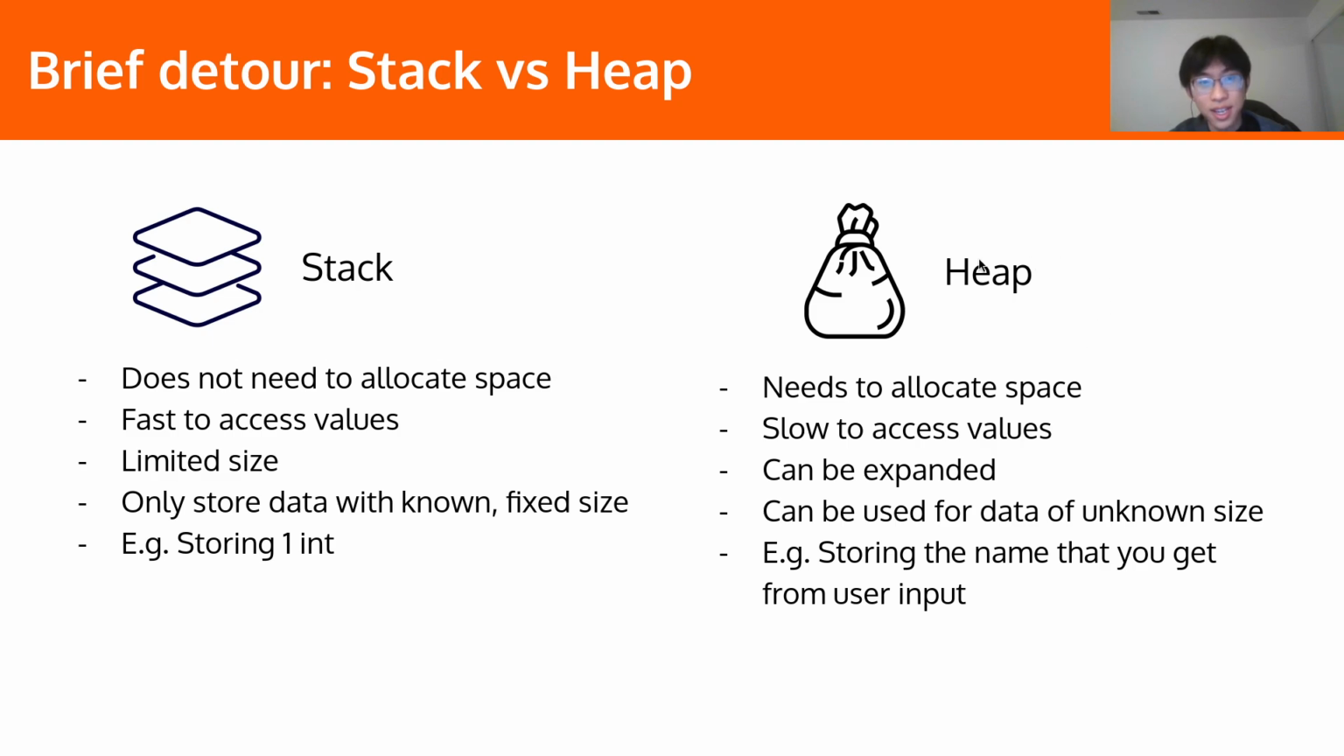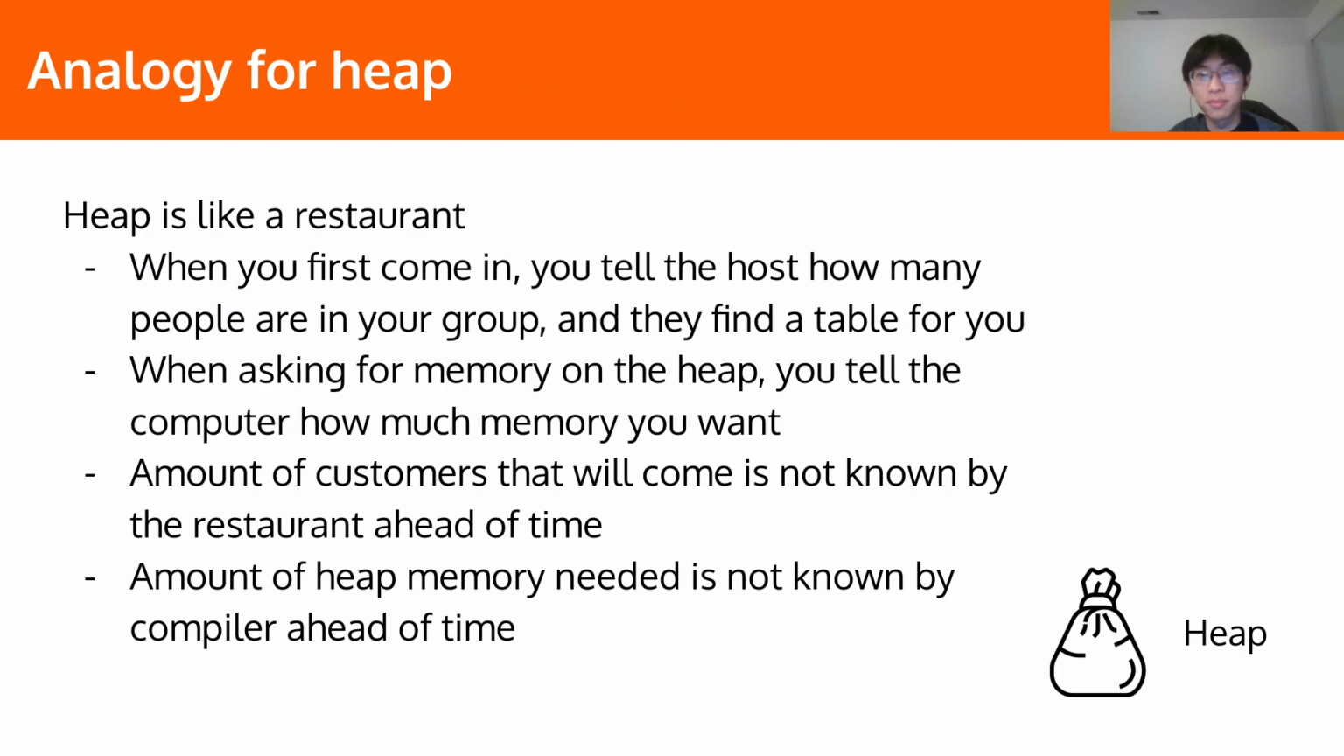And the other difference is that the heap can be expanded, so we can use it for data of unknown size. For example, if we read some user input, let's say it's somebody's name. People have different lengths for their names. Some people have longer names, some people have shorter names. But by using the heap, we can dynamically allocate the right amount of space for this user input, because we don't know beforehand how long the string the user is going to type in is. So that's a little bit about the stack and the heap.